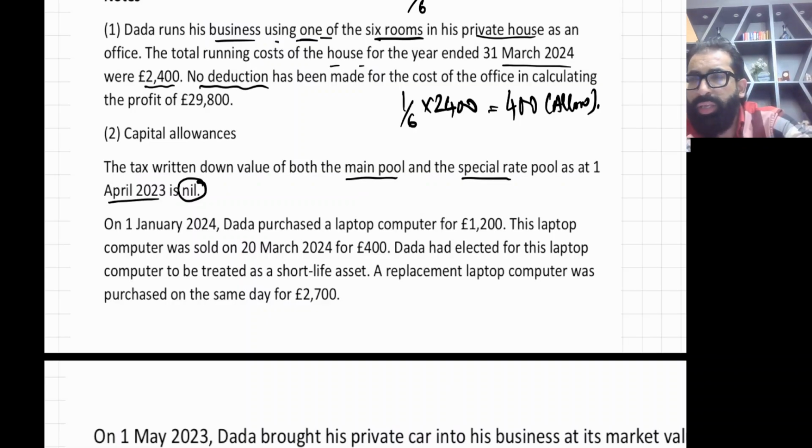That means there is no opening balance in the pool. So right now, just think there is no pool created. There is a possibility that we can solve this question without any pool. Okay. Now the next thing.